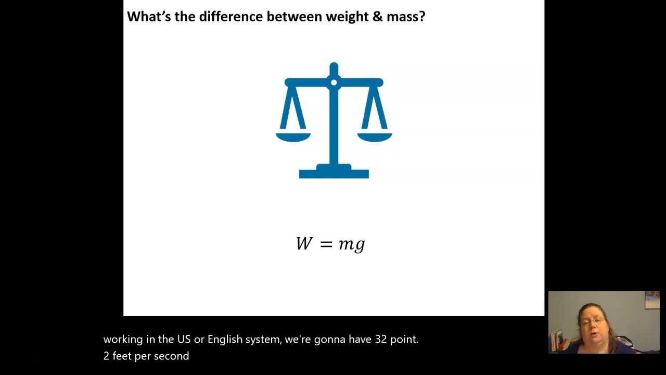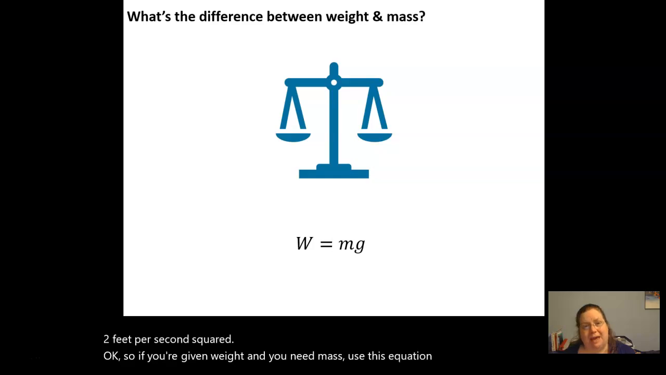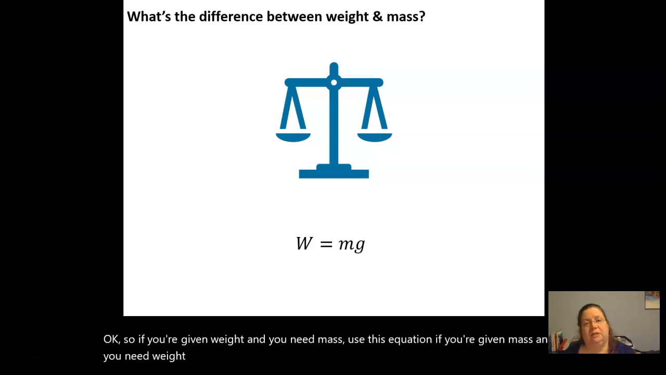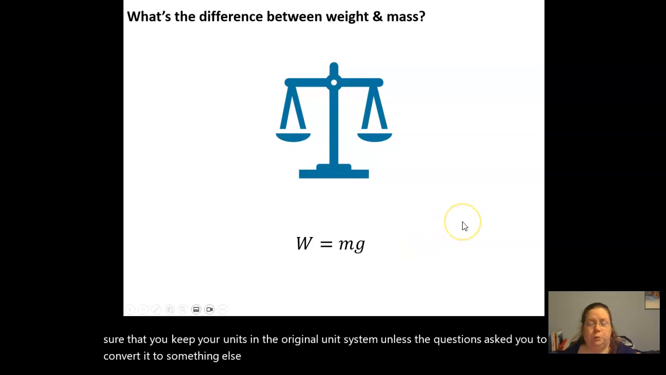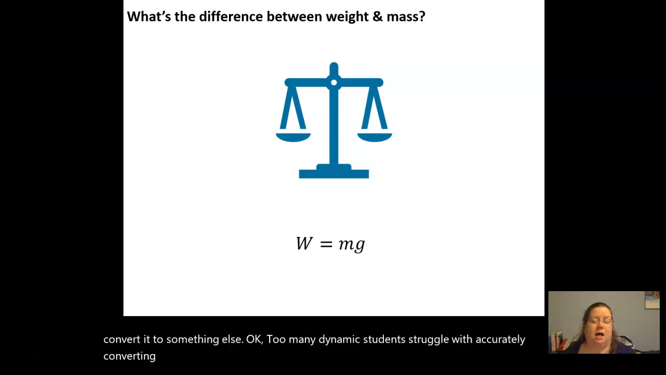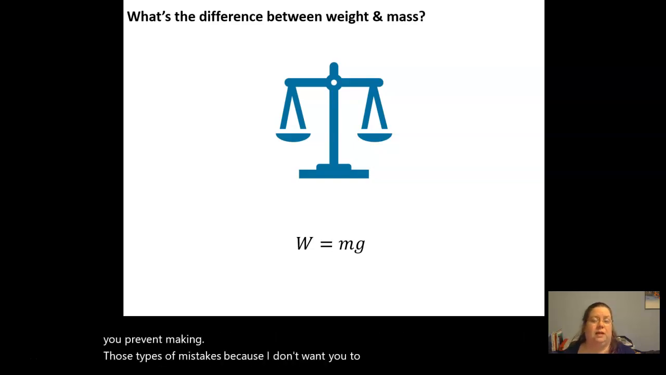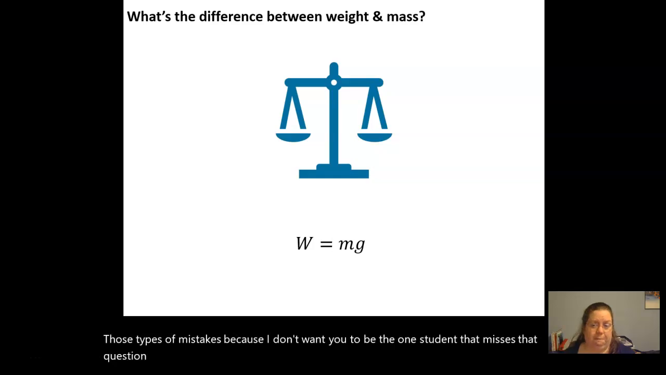Okay? So if you're given weight and you need mass, use this equation. If you're given mass and you need weight, use this equation. Use this to convert between the two, and always make sure that you keep your units in the original unit system unless the question asks you to convert it to something else. Okay? Too many dynamics students struggle with accurately converting between weight and mass. I'll mention little tips all semester long to try to help you prevent making those types of mistakes, because I don't want you to be the one student that misses that question on an assessment.